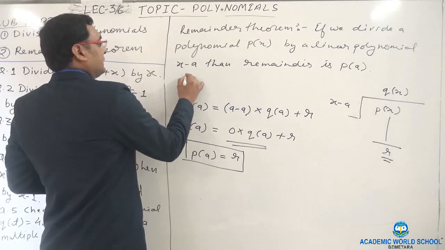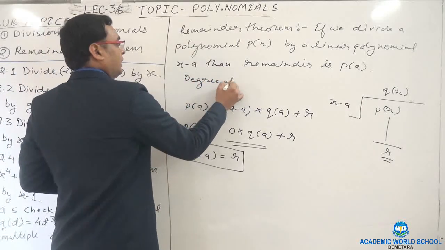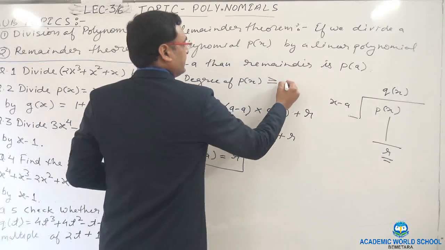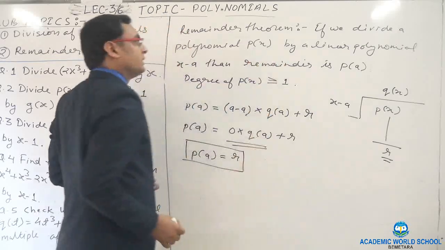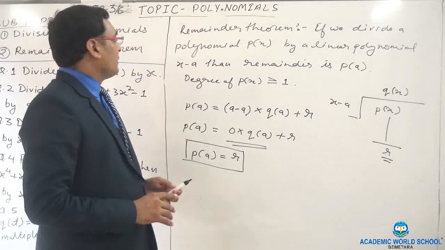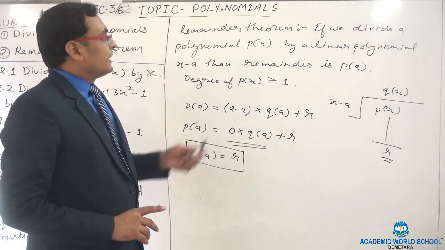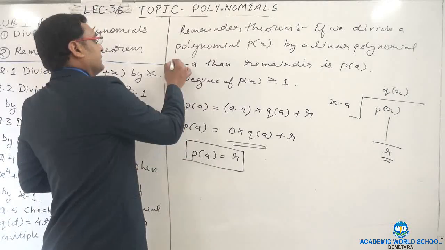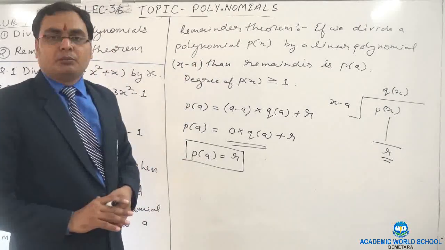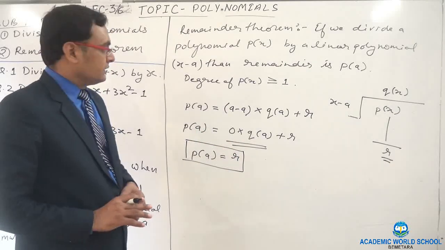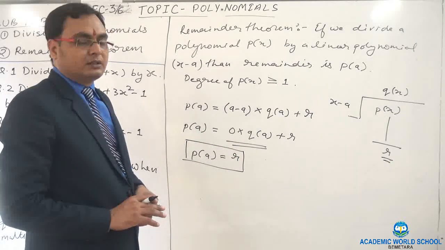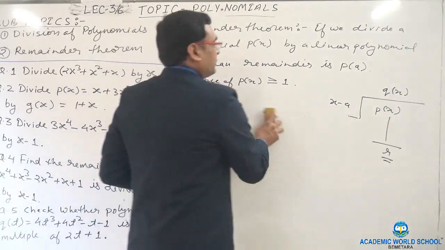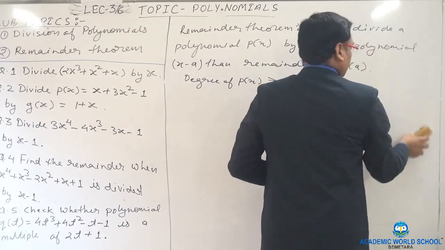Here the degree of p(x) is equal to or greater than 1, which is a linear polynomial actually. So this is our remainder theorem. If we divide a polynomial p(x) by a linear polynomial x minus a, then the remainder is p(a). We have understood how we got this by a simple long division method. Now this remainder theorem is very useful to find the remainders.